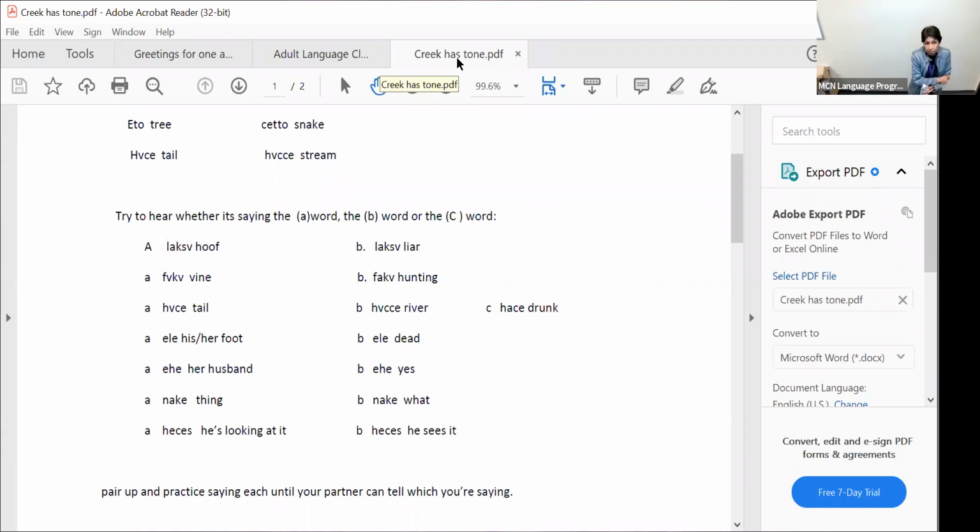Spelled the same, but different tones and different meanings. Ili, that's a short E. Ili is his or her foot. But then when you get to dead, it's ili. They're spelled the same, but the tone changes the meaning. Ili and ili. So if we say our dog is dead, we say ifa ili. We can't say ifa ili because we'd be saying dog leg.